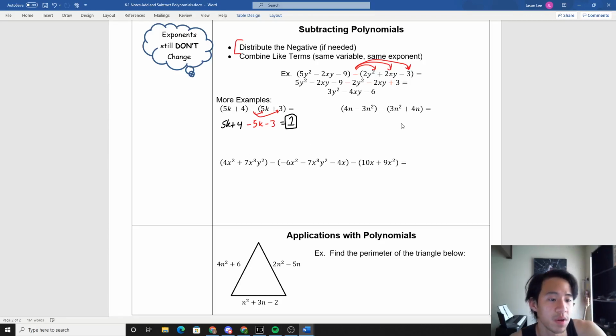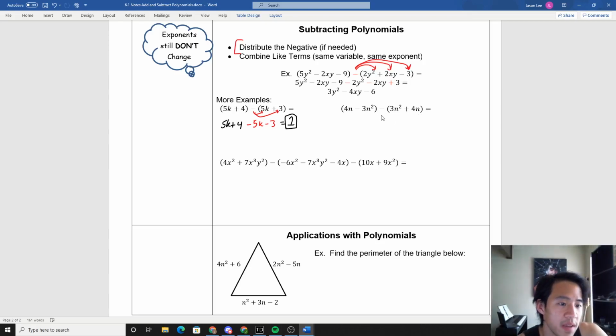All right, and here's the next one. So for these other two, go ahead and try these on your own first. Remember to distribute any negatives, and then just combine like terms. Okay, so hopefully by now you have done them, and we're just going to see if we get the same answer.